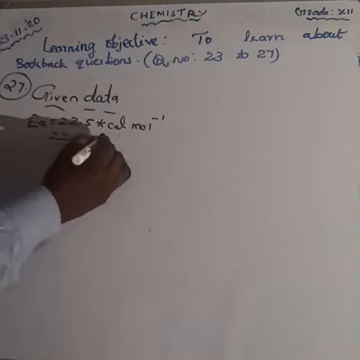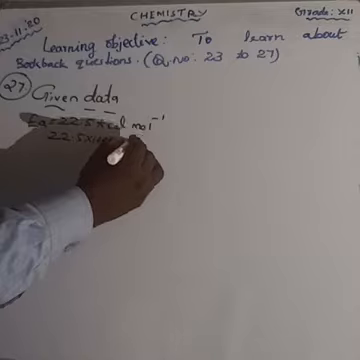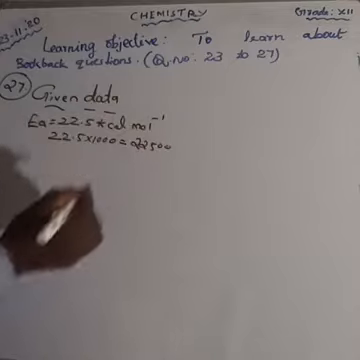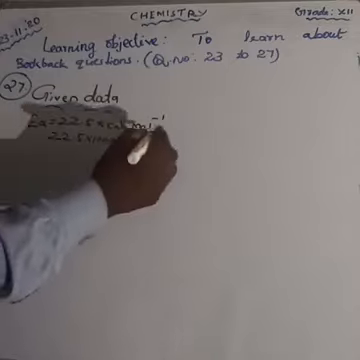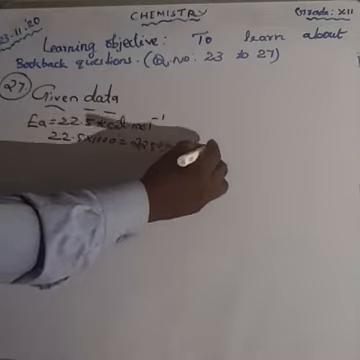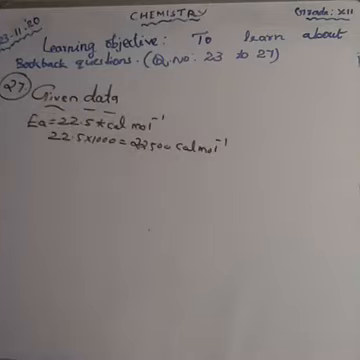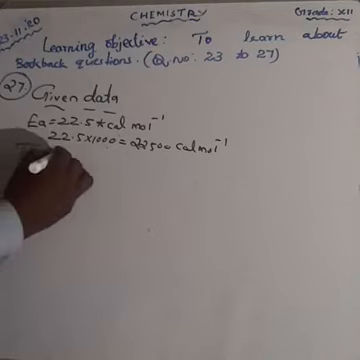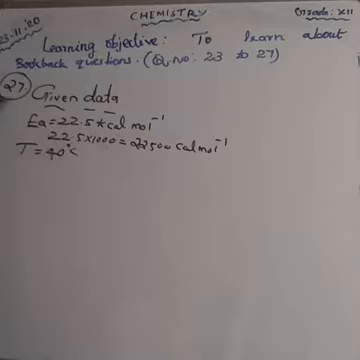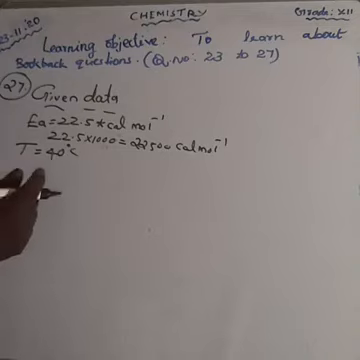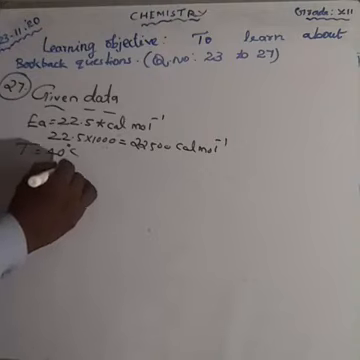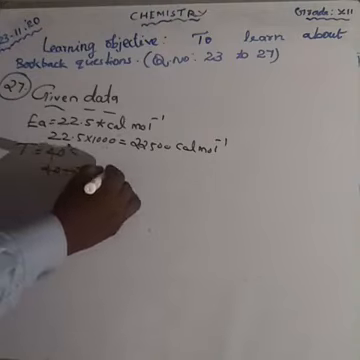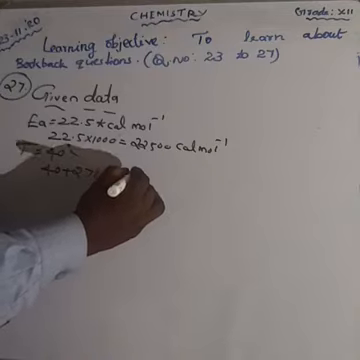22.5 into 1000 is equal to 22,500, converted into calories, that is cal mole inverse. So first step is done. Next one is the temperature. T is equal to 40 degrees Celsius. It is given in Celsius. How to convert it to Kelvin? We are adding 273. So 40 plus 273 is equal to 313 Kelvin.